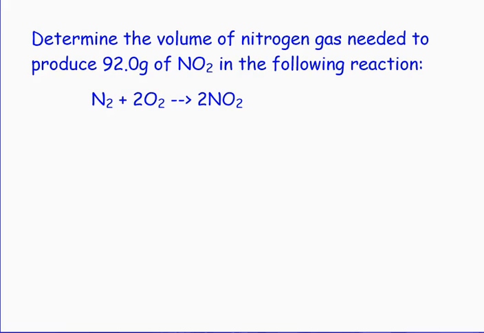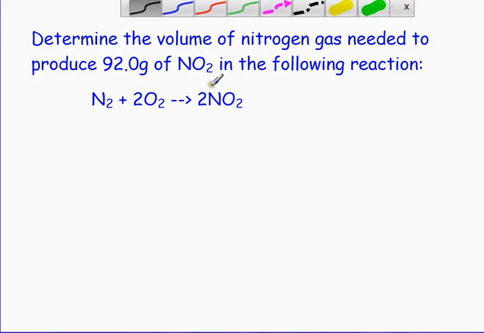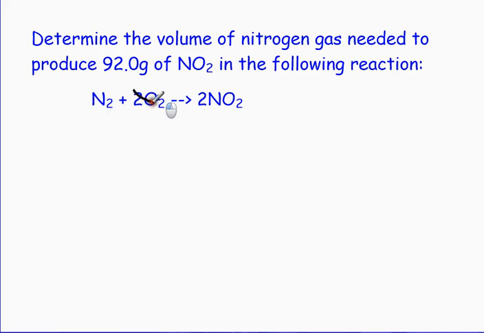The question we're looking at is: determine the volume of nitrogen gas needed to produce 92 grams of nitrogen dioxide in the following reaction. So again, we're only looking at 2 things. We're looking for how much nitrogen dioxide I can form, and we're looking for how much nitrogen gas that needs. That means I can completely ignore the oxygen as part of this reaction.